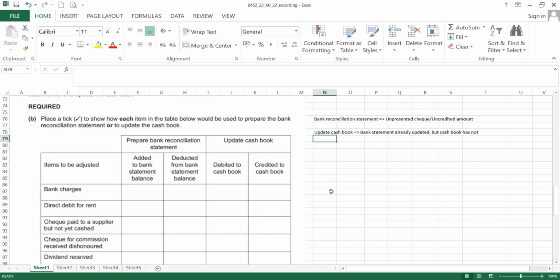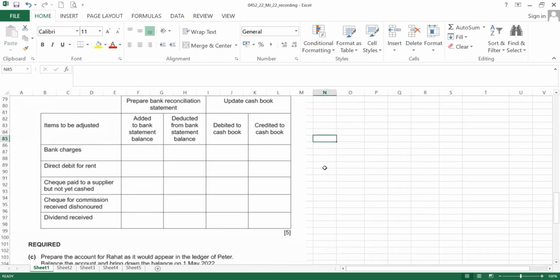Now let's see the items here. They have a few items. Bank charge appears in the bank statement first, so we have to update the cash book because it's an expense on the credit side. Direct debit for the rent. Rent is also an expense, also on the credit side.